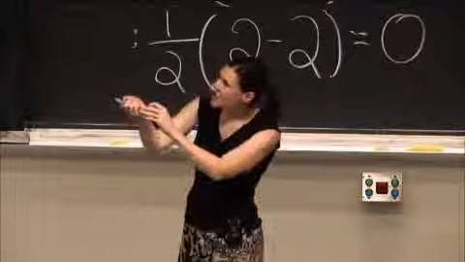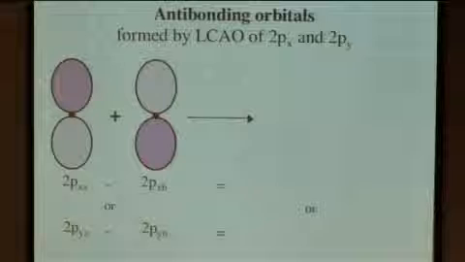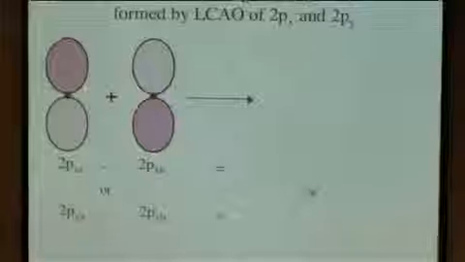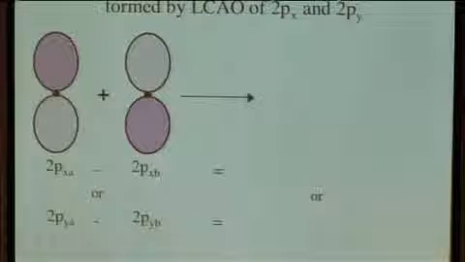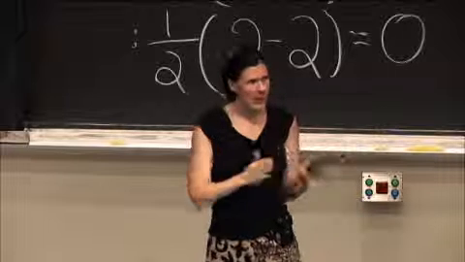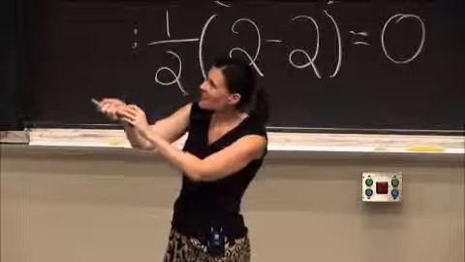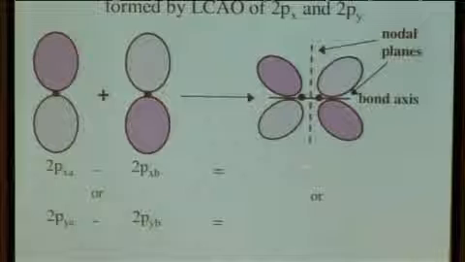So I changed the colors here to show that these are two p orbitals with an opposite phase, or an opposite sign. So what happens when we add a 2pxa and subtract from it 2pxb, or the same with a 2pya, subtracting a 2pyb, is that we're actually going to cancel out the wave function in the center. So we now have two nodal planes.